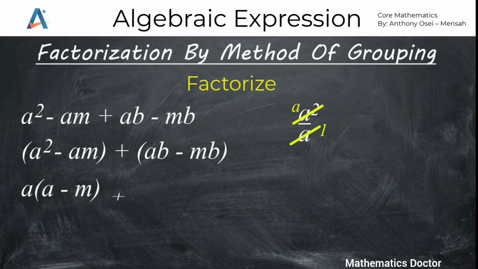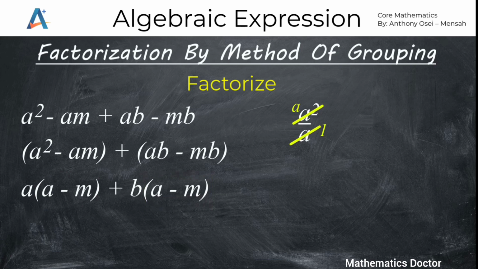We bring the positive sign. Now here we have b as a common factor. We bring the b, we open and close the bracket. Now ab divided by b will remain with a. Minus mb divided by b will remain with m. Now in this situation, we can see that in as much as we have factorized, there is still a common factor. A minus m in the bracket is common with a minus m. So we'll factorize a minus m out.